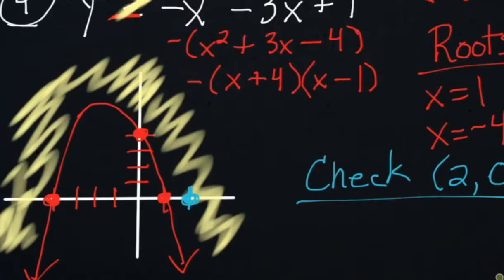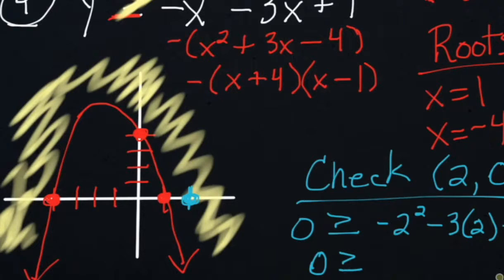So, I have 0 greater than or equal to negative of 2 squared minus 3 times 2 plus 4. Let's simplify. Negative 2 squared, it's 2 squared and then negative, is negative 4. Negative 6 plus 4 ends up being negative 6. Is 0 greater than or equal to negative 6? Yes. That means we shaded in the correct area.